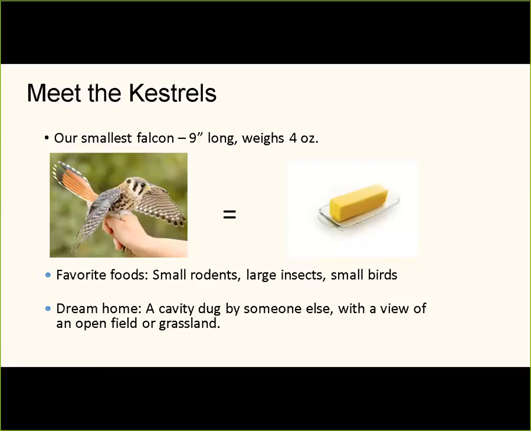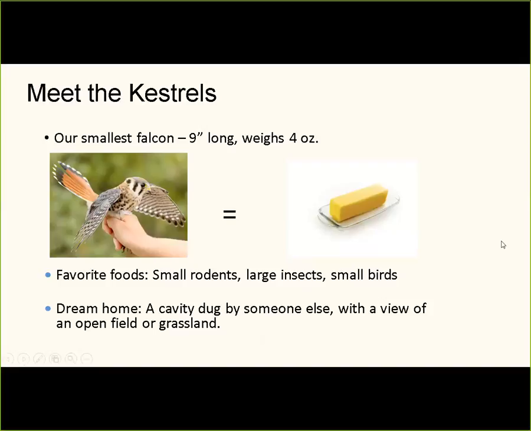Their dream home in terms of habitat is a cavity dug by somebody else. They're what we call an obligate secondary cavity nester. Obligate meaning they have to use a cavity. They don't build a stick nest out on a ledge or anything. Secondary meaning they don't build the cavity themselves. They can't. They're not woodpeckers. So they have to find a cavity that was made by some other animal, usually a woodpecker, and then abandoned, and they move in there. And hopefully they have a view of an open field or grassland.